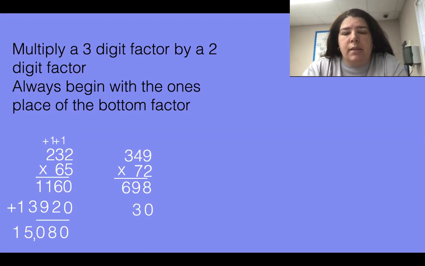9 times 7 is 63, put down the 3, carry the 6. 4 times 7 equals 28, plus 6 is 34. Carry the 3. 3 times 7 is 21, plus 3 is 24. We add our partial products and we should get 25,128. Okay, we're going to continue to practice these, so no worries.